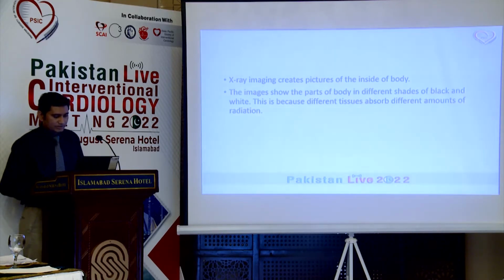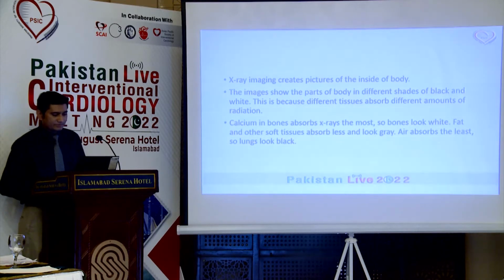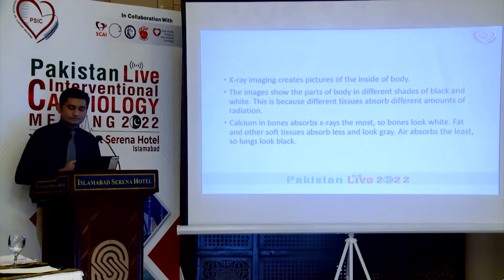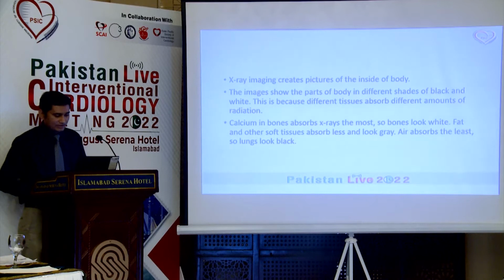X-ray imaging creates pictures of the inside of the body. The images show the parts of the body in different shades of black and white. This is because the different tissues absorb different amounts of radiation. Calcium in the bones absorbs X-rays the most, so bones look white. Fat and other soft tissues absorb less and look gray. Air absorbs the least, so lungs look black.